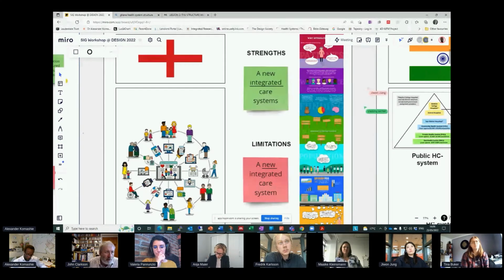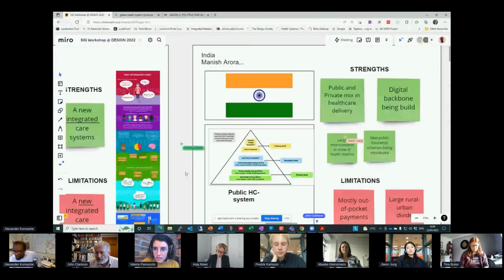So that's why I put that one in there, just to take a different perspective on what's going on. So India was the next one. Have we got somebody from India who can tell us briefly what's special? Manish?